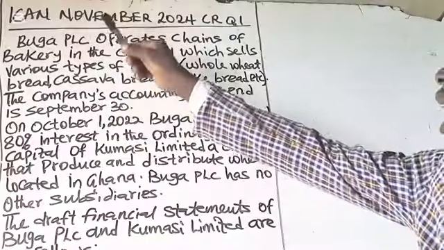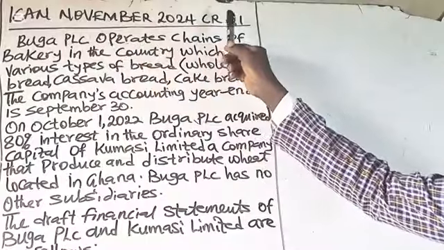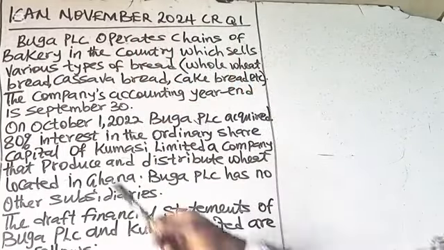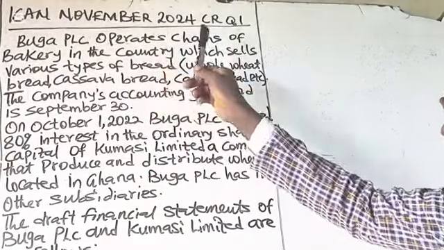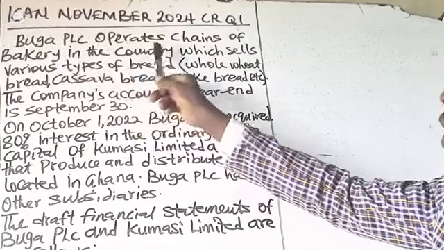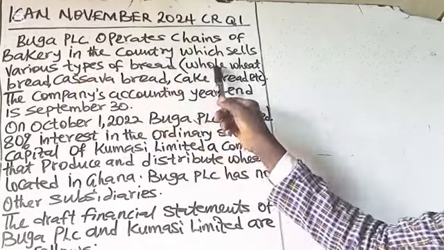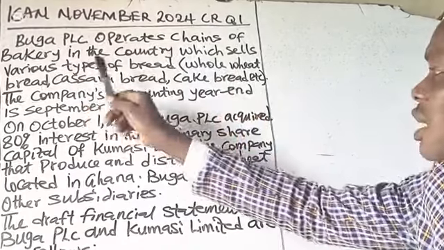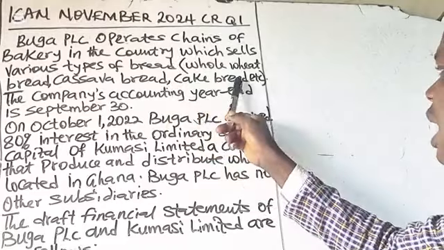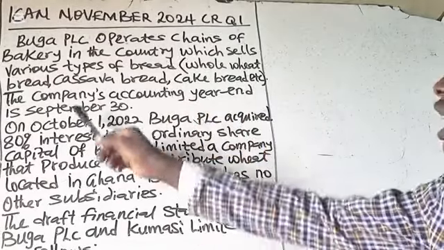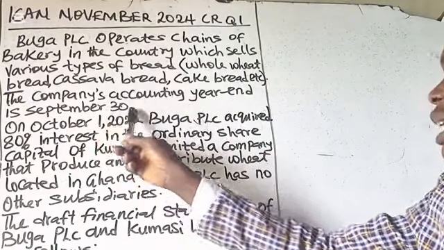Now let's take a question as a worked example. Keep watching. ICAN November 2024 Corporate Reporting, question number 1. Buga PLC operates a chain of bakeries in the country which sells various types of bread: whole wheat bread, cassava bread, cake bread, etc. The company's accounting year ends September 30.